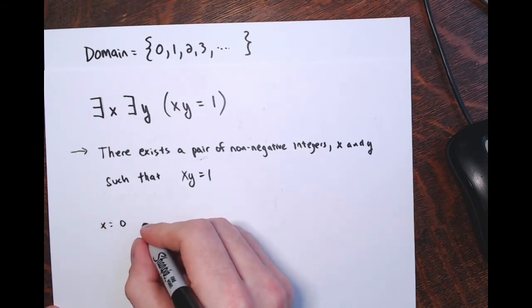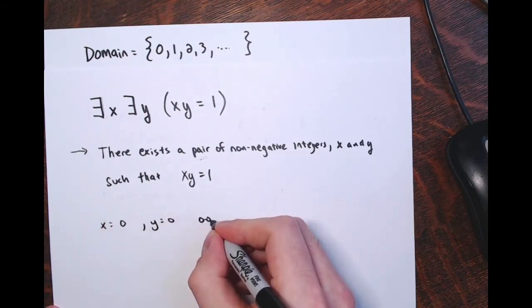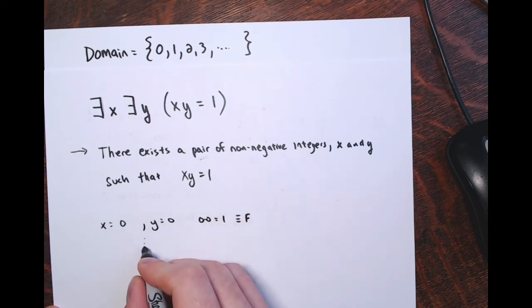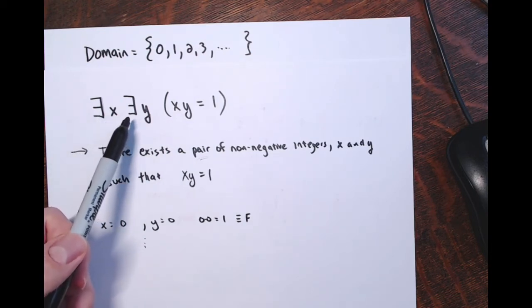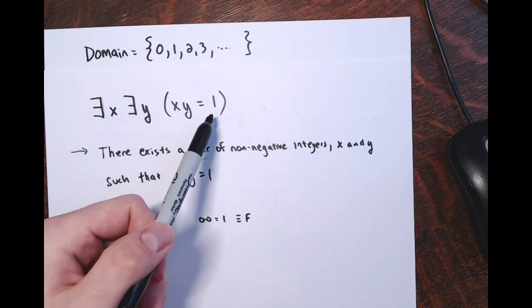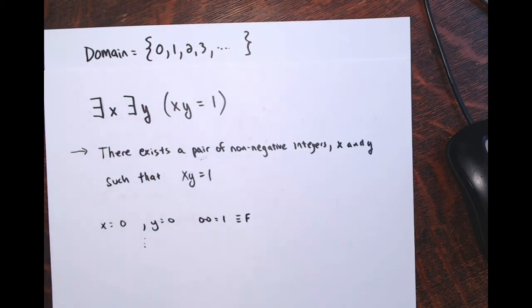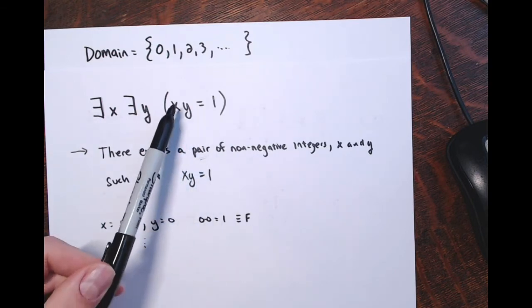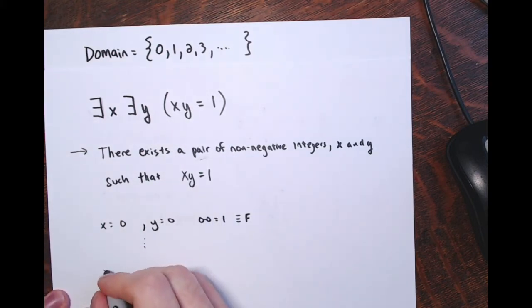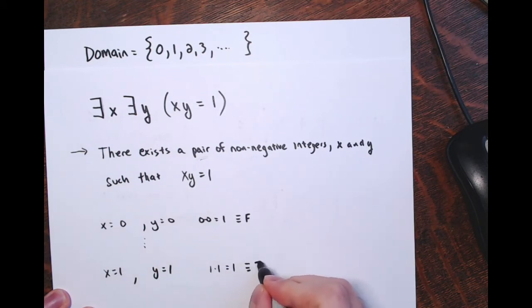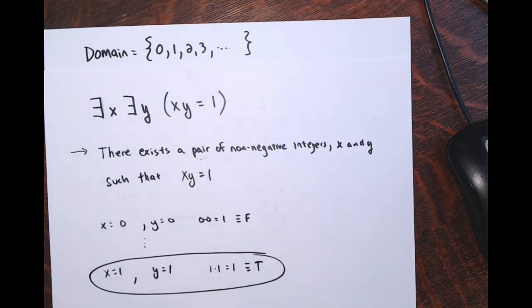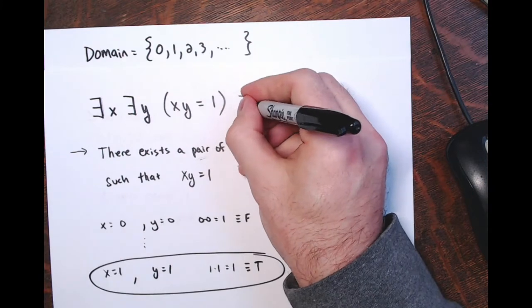So we saw earlier, when x equals 0 and y equals 0, that makes the statement false, but that doesn't mean that this statement's false. This is not a universal statement. This is an existential statement. So in order to show that this is true, I only need to find a single pair of non-negative integers such that x times y, the product of those numbers, is 1. So x equals 1, y equals 1. There's a pair of non-negative integers, 1 and 1. And the statement x times y equals 1, 1 times 1 equals 1, that is true. And there I have found it, this pair of non-negative integers that makes the statement true. So this is a true statement.